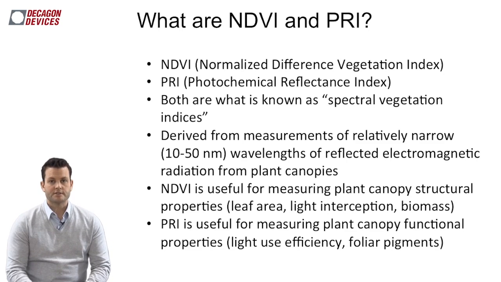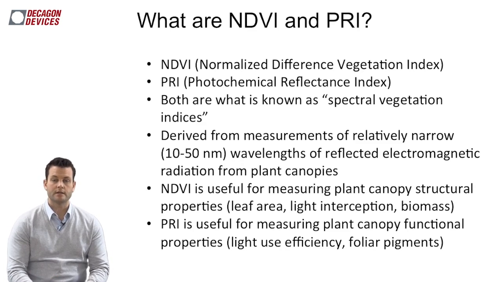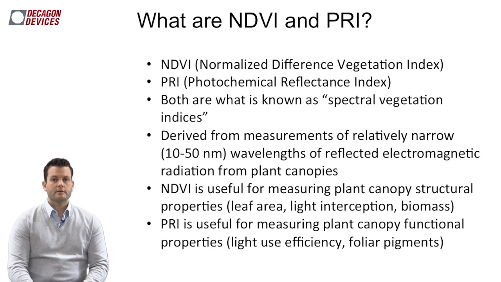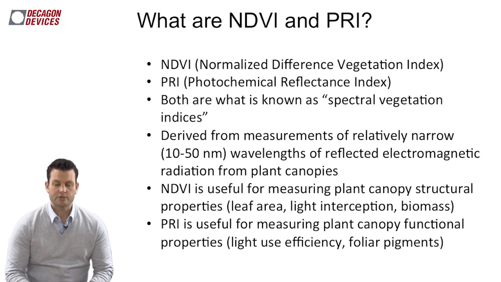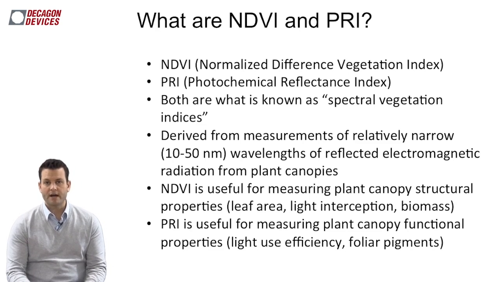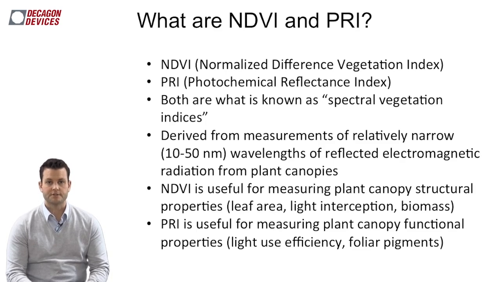Both of these vegetation indices are derived from measurements of relatively narrow wavelengths of reflected light in the electromagnetic spectrum from plant canopies. And by narrow, I mean right around 10 to 50 nanometers waveband width. NDVI is especially useful for measuring plant canopy structural properties such as leaf area index, light interception, and even biomass and growth, whereas PRI is more useful for getting at functional properties of plant canopies like light use efficiency. Some of the more recent work has also shown that it's useful for getting at foliar pigments.